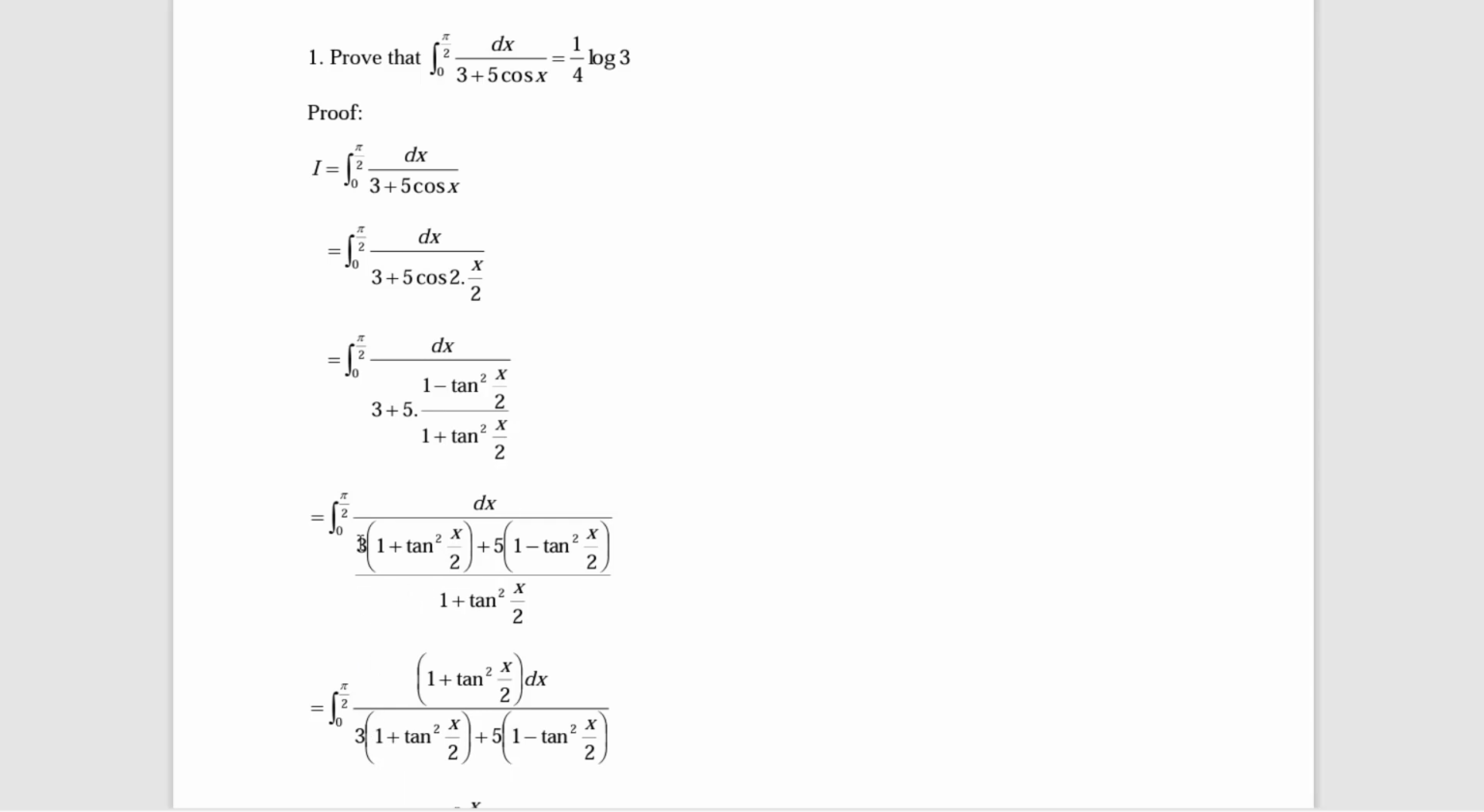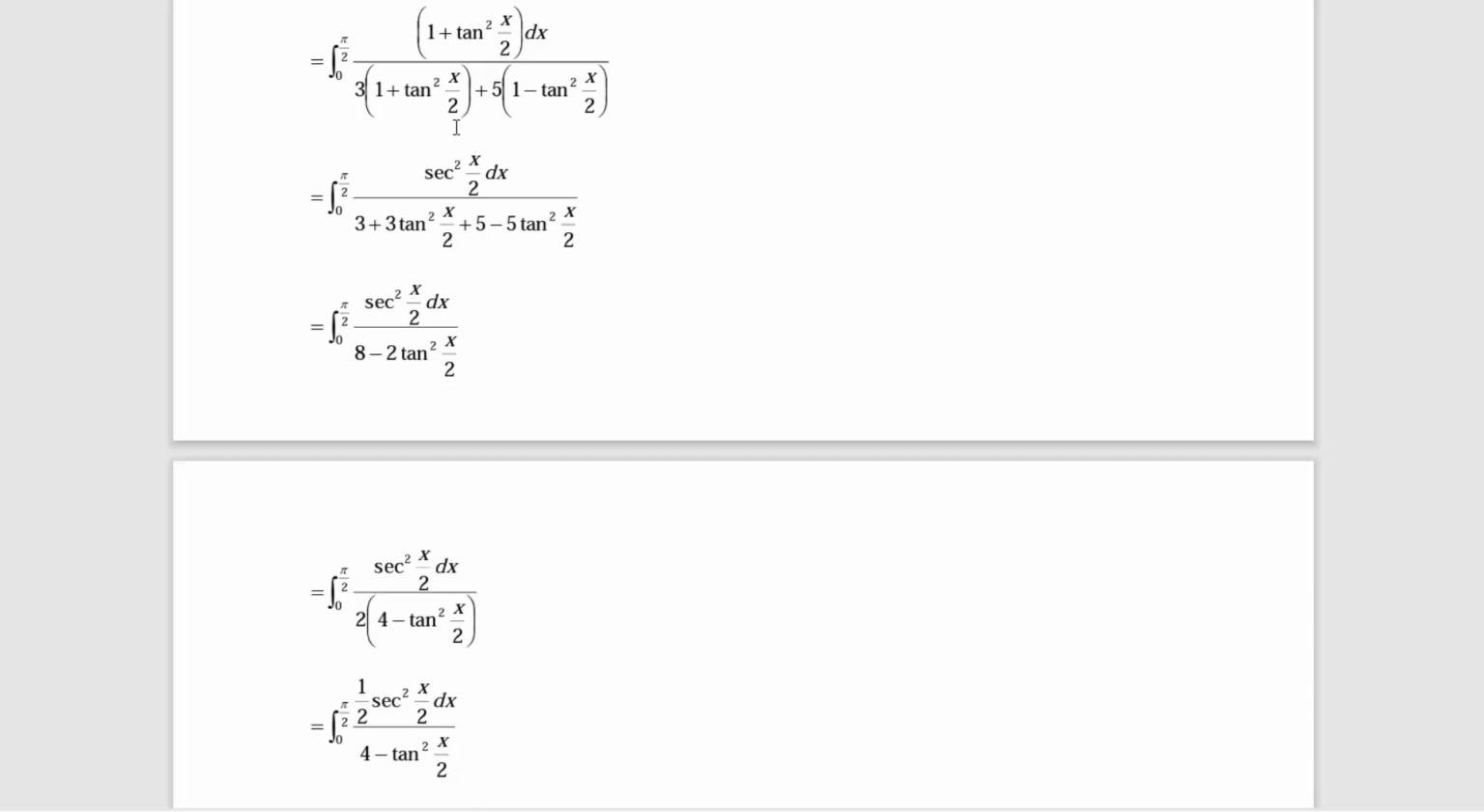Then in the next line we multiplied this 3 with the inside parts of the brackets and multiplied this 5 with the inside parts of the bracket. Later we took this 1 plus tan square x by 2 in the numerator in this line. Then in the next line we wrote 1 plus tan square x by 2 as sec square x by 2, and then we just multiplied this 3 and 5, so we got 3 plus 3 tan square and the rest is this. In the next line we just simplified, added this 5 with 3 and this 3 tan square with minus 5 tan square, so we got this.